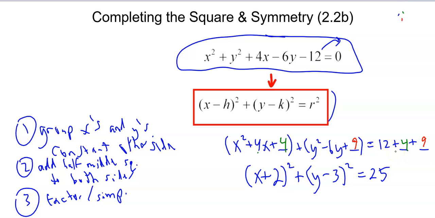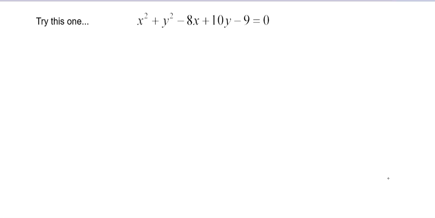If they went to the next step, identify the center and radius of this one. The center (h, k) would be negative 2, 3. The radius would be 5. And you could draw it from there if you needed to. So go ahead and try it.